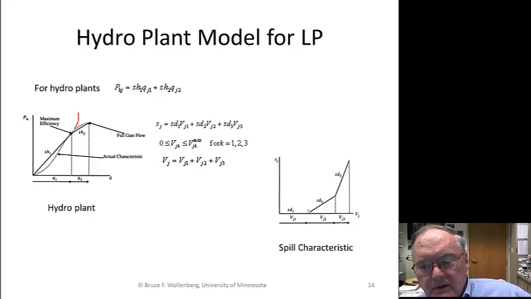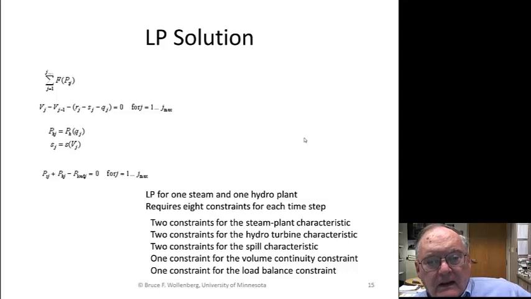And here's the spill. The spill is actually 0 up to this point, and then it spills, and then there's a nonlinear equation for the spill of a hydro plant. And we add all these functions. They're now all linear. We have volume constraints. We have loading constraints. The LP for one steam and one hydro plant requires 8 constraints for each time step.